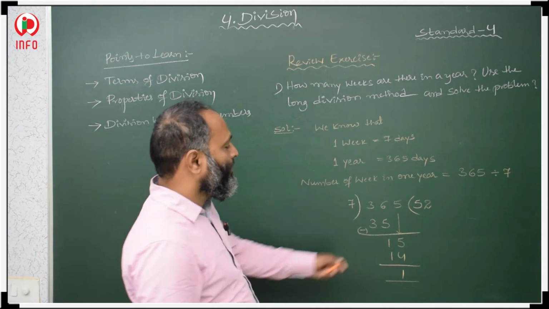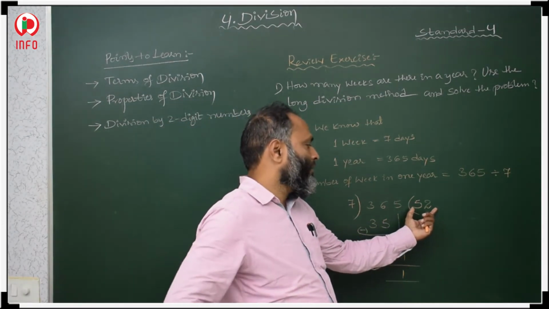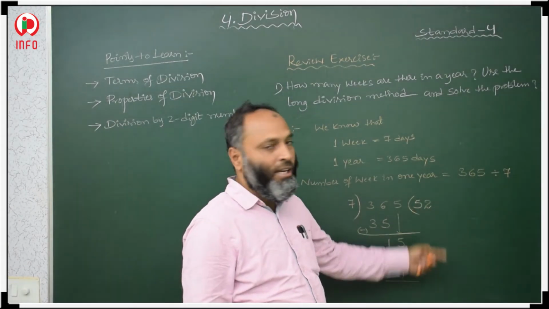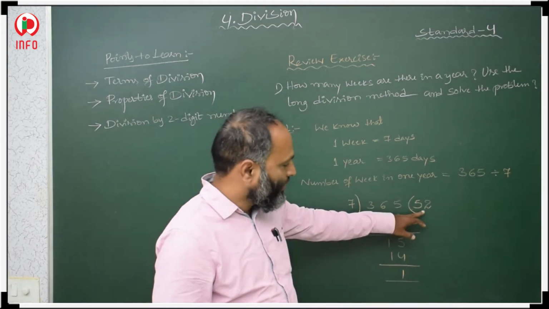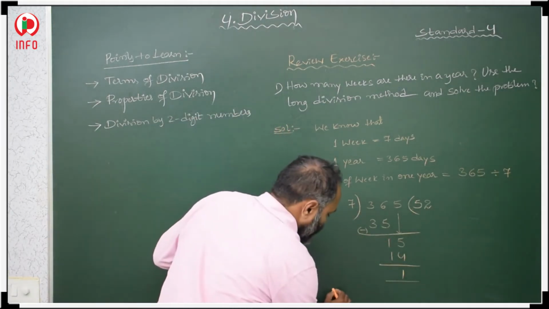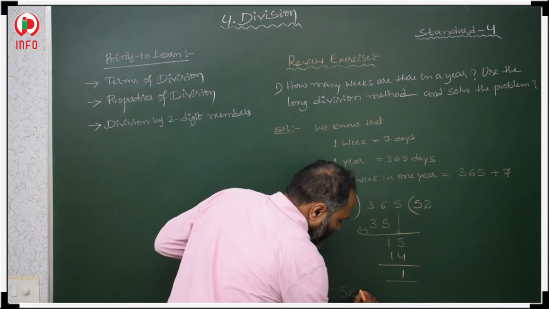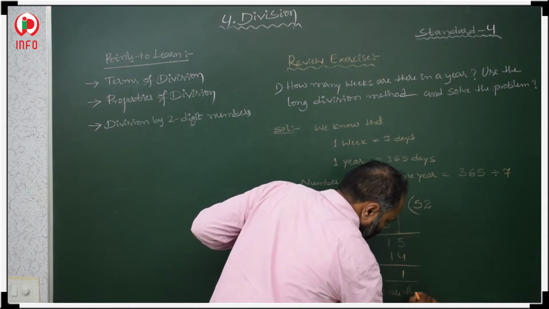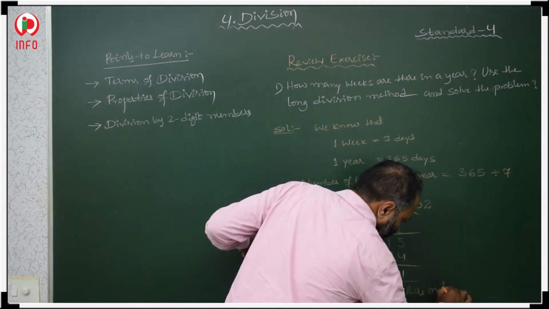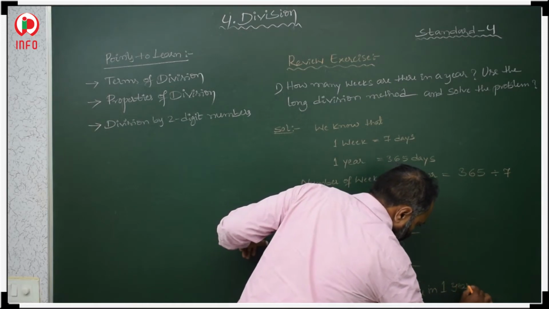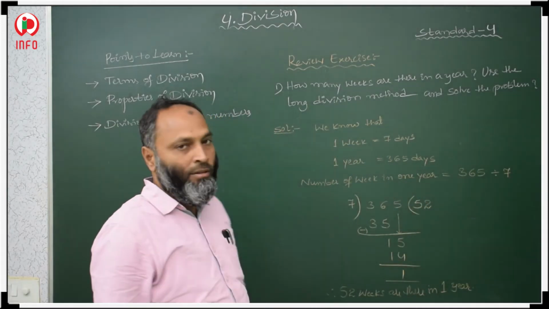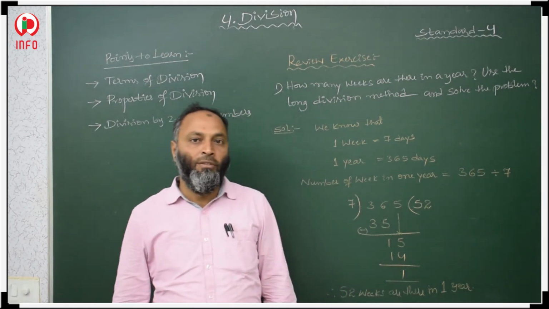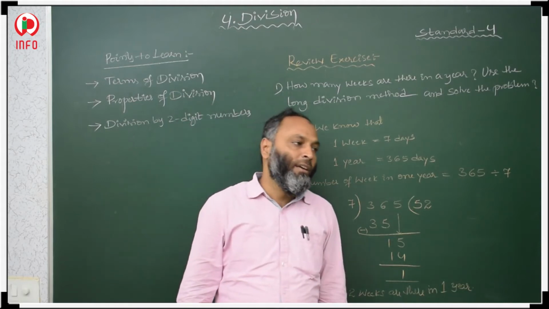Now, how many weeks do we have in 1 year? 52. So this answer shows how many weeks there are in a year. So it means 52 weeks are there in 1 year. In 1 year we have 52 weeks, and 1 day is left. So in this way we have to find the number of days and weeks here.